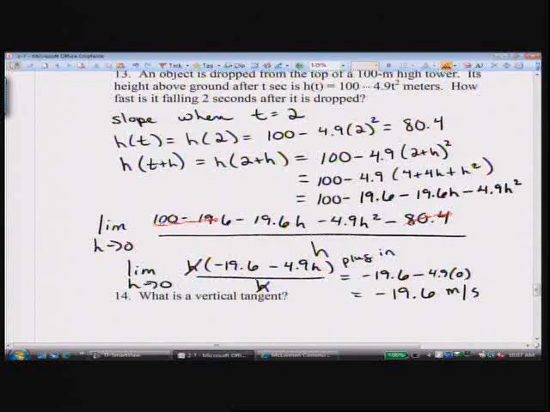And I said falling, that's why I didn't say the negative. Does that make sense? The negative indicates that it's going down. Okay?